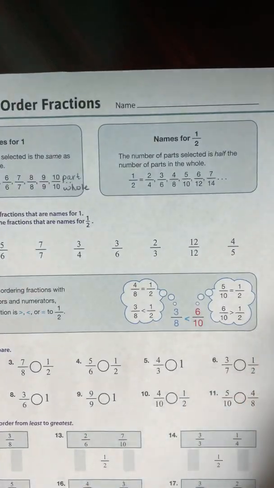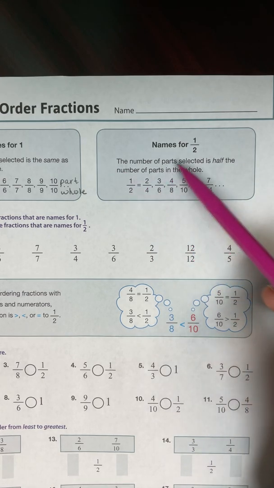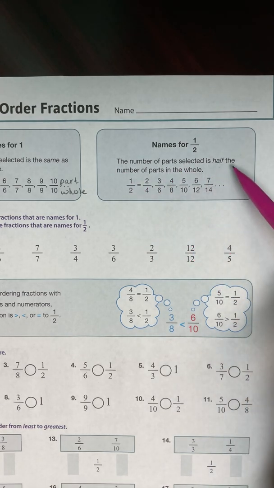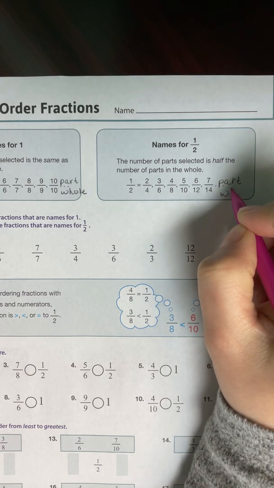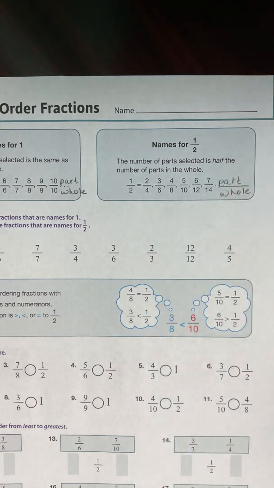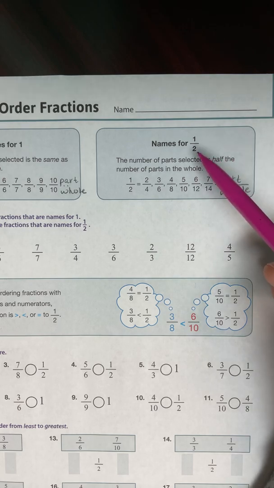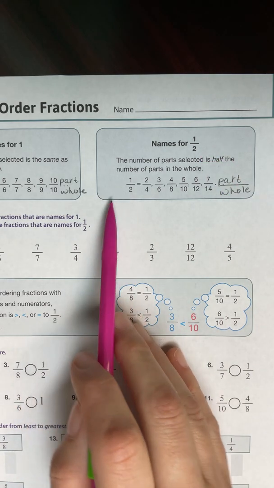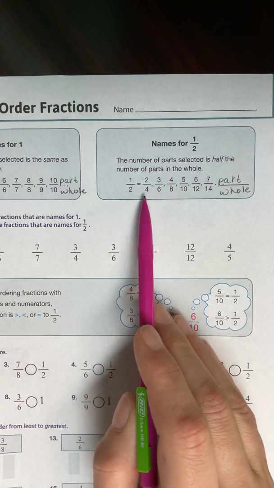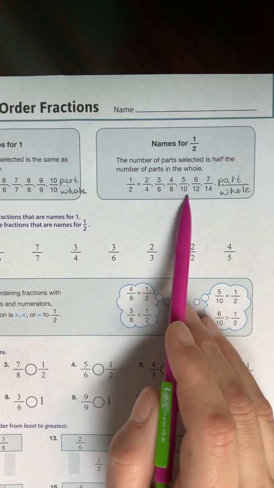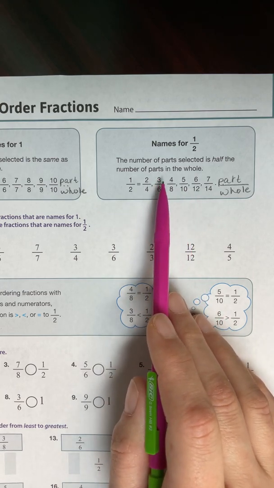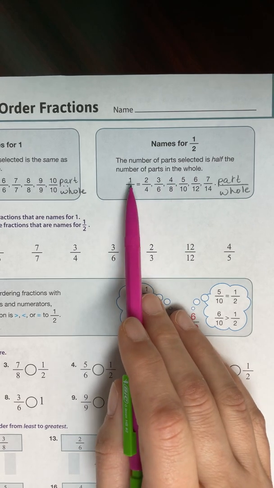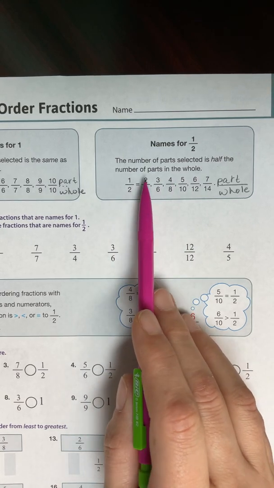Over here, we have names for a half. The number of parts selected is half the number of parts in the whole. So again, we have our part and we have our whole, part over whole. The part is going to be half of the whole, and that means it would be equal to 1/2. A couple of things about this. You can only do this when the denominator is an even number. If it's an odd number, you're going to end up with a decimal for your numerator, and you can't have that. So half of 4 would be 2.